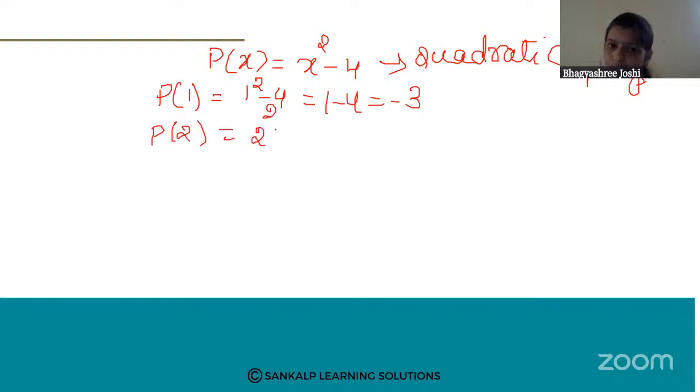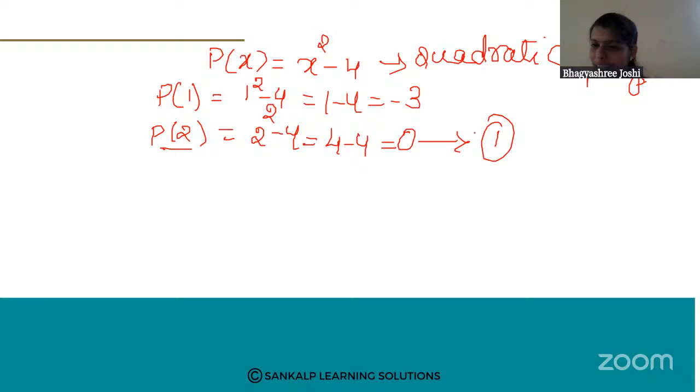p of 2. 2 square minus 4. 2 square is 4. 4 minus 4. Yes, 4 minus 4 is 0. Yes, this is the zero of this quadratic polynomial. Then tell me how many zeros it has? 1 or 2? So this is 1 zero.